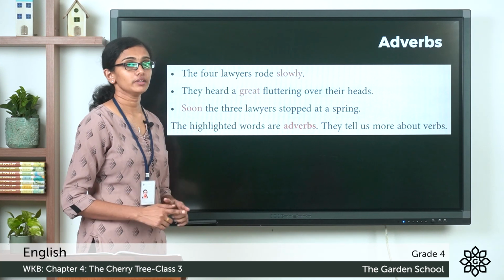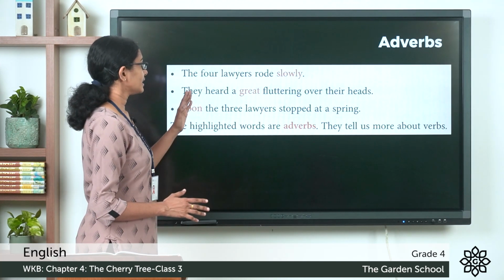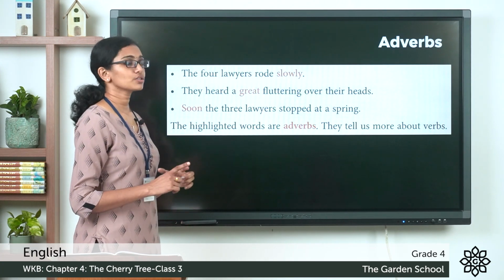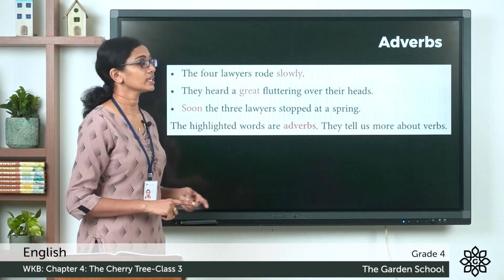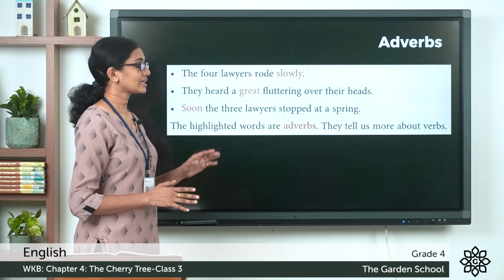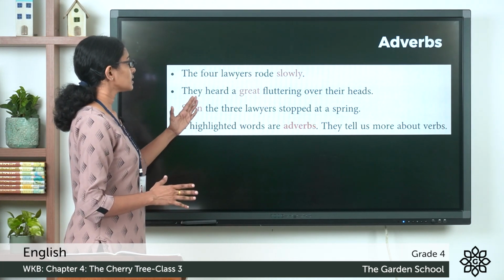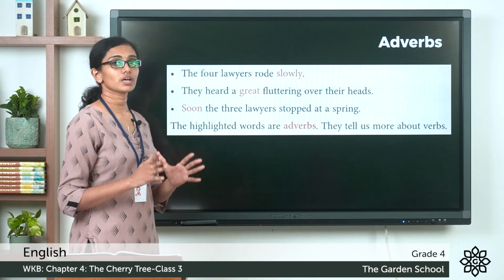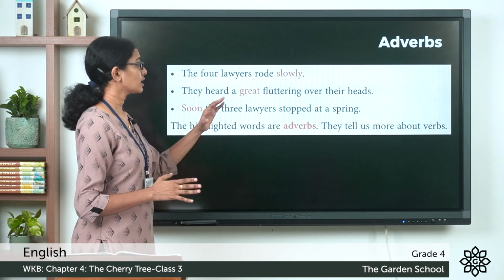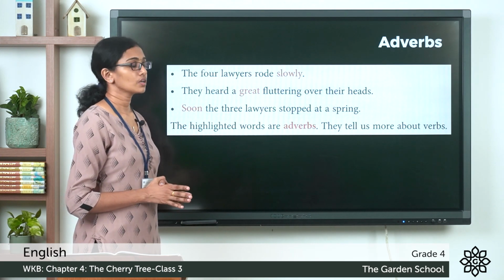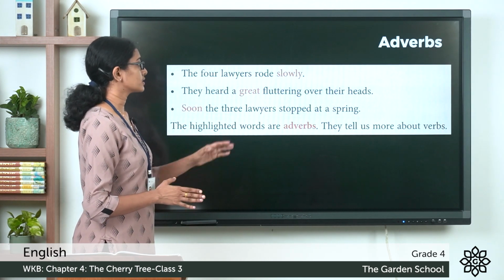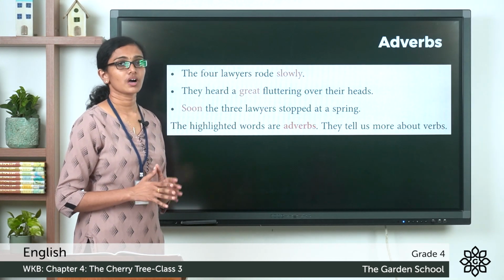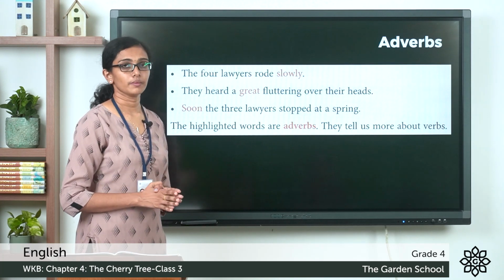In the second example, you see this word great. They heard a great fluttering over their heads. The word great here shows the extent or the degree of fluttering. In the third example, soon the three lawyers stopped at a spring. The word soon shows the time of that verb in the sentence. So, all these highlighted words, slowly, great, soon, are examples of adverbs, words that describe the verb.